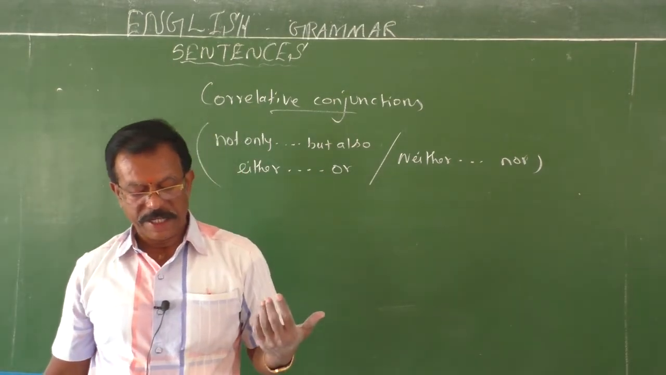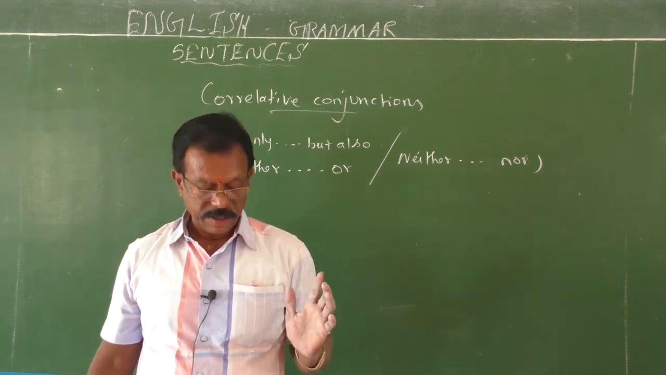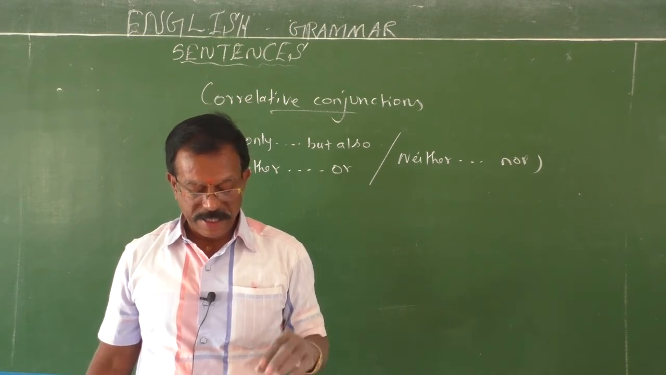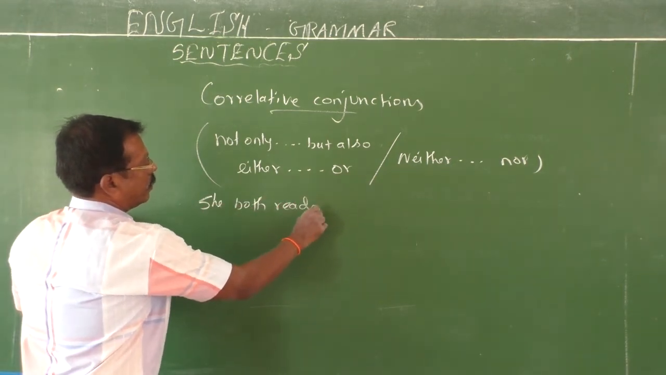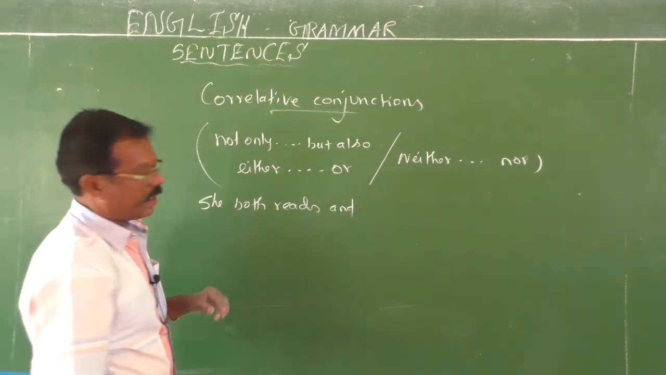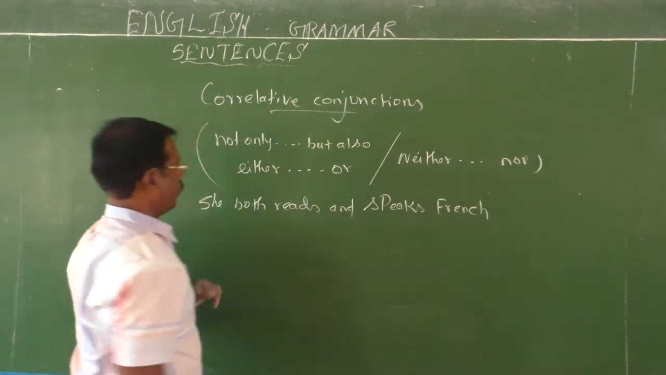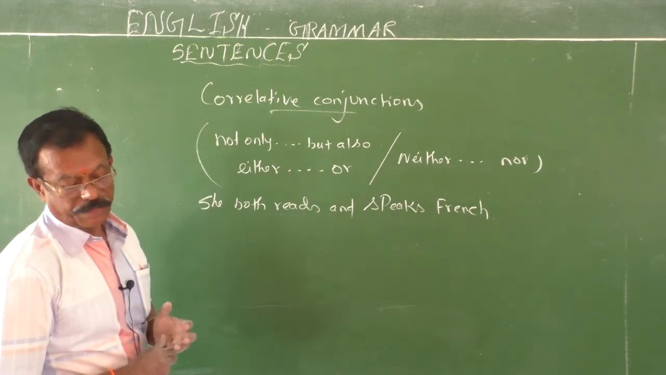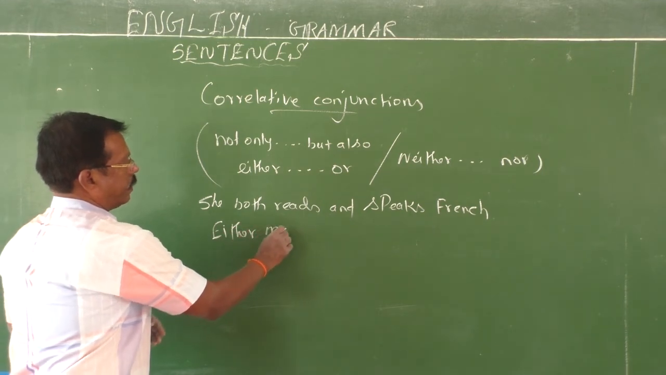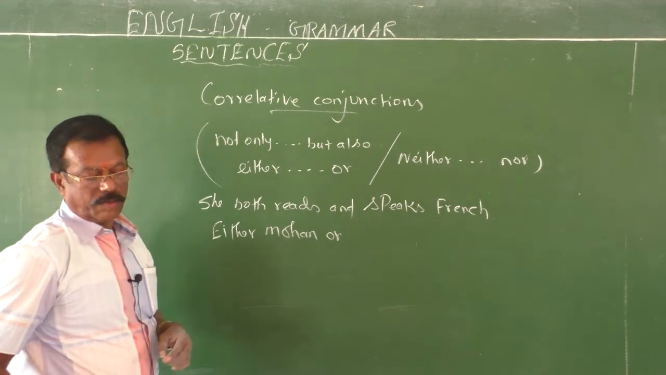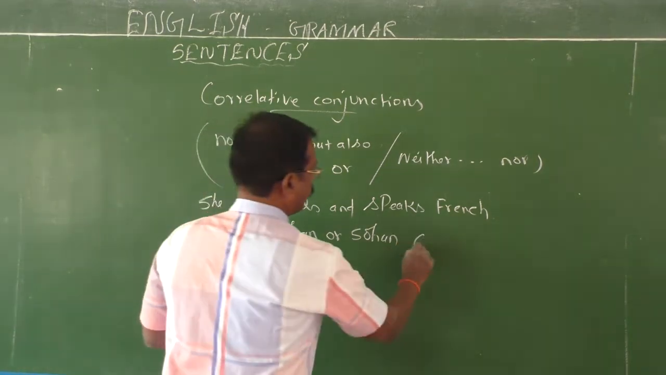He went home and he took rest. See, both Mohan and Sohan came to the party. And then either or. She both reads and speaks French. So, an example of a correlative conjunction: she both reads and speaks French. Either Mohan or Karan was present there. Either Mohan or Sohan came to the party.